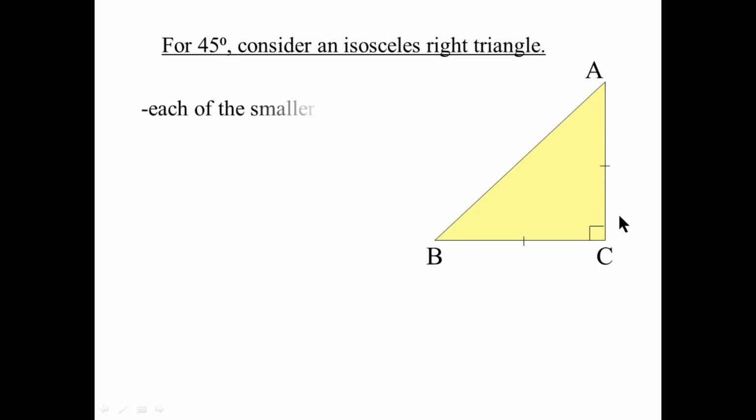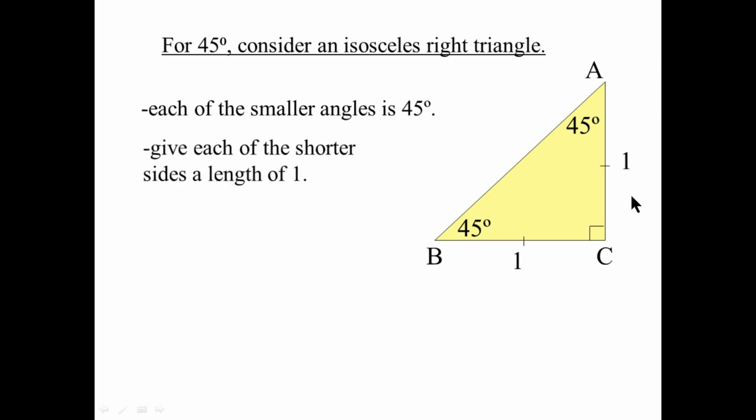Moving on, let's see if we can do the same thing for a 45-degree angle. Consider an isosceles right triangle. Isosceles means two sides are the same. Right triangle means that there's a right angle in it. Each of the smaller angles must be 45 degrees because they have to be equal to each other and they have to add up to 90 to make 180 degrees with this 90 degrees here.